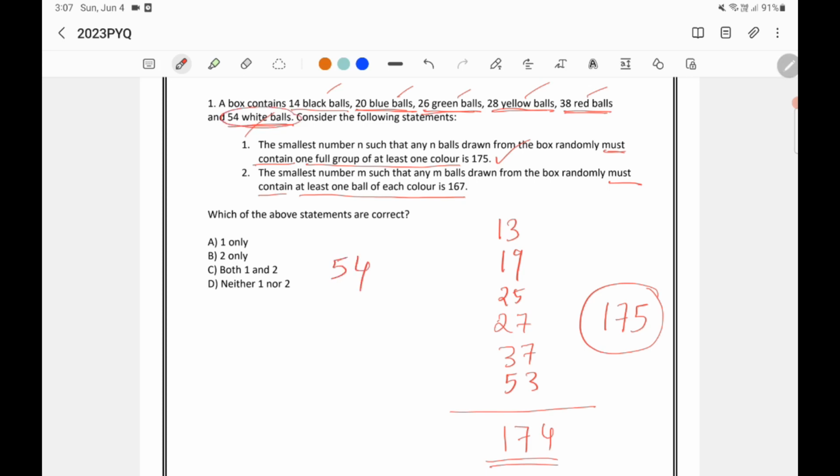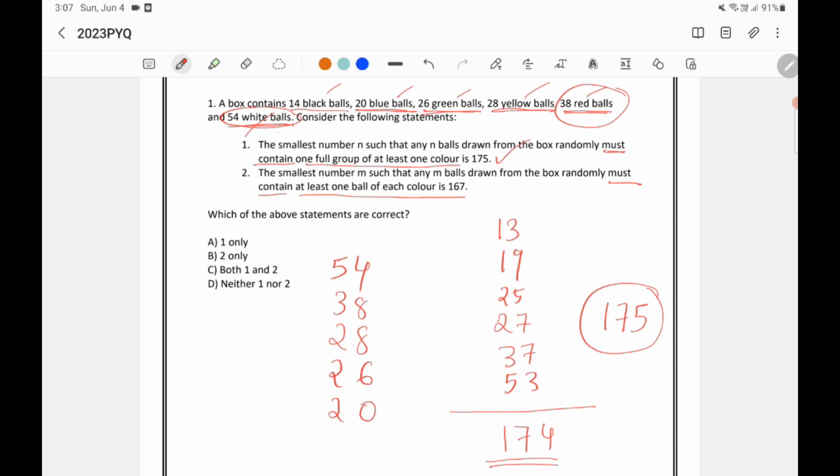So I have taken 54 white balls first. Then let's say that I have taken all the red balls. So 38 red balls I have taken. Then I have taken 28 yellow balls. Then I have taken 26 green balls. Then let's say I have taken 20 blue balls. Okay, so I haven't taken any black balls.